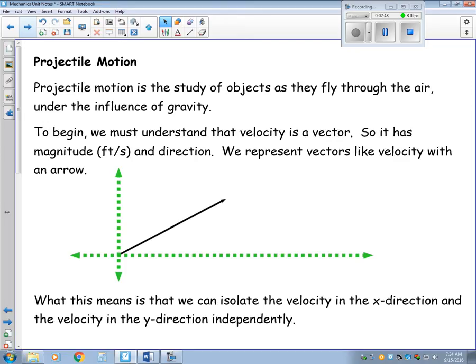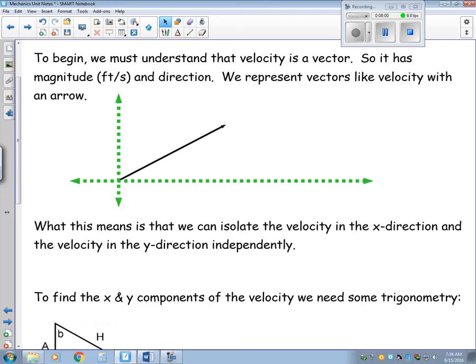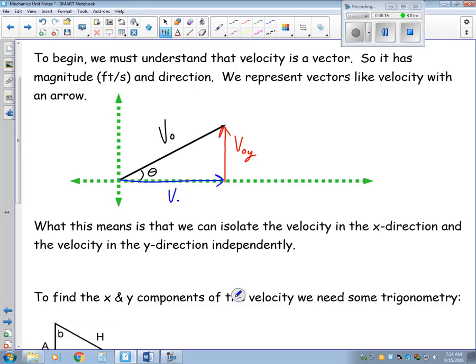So to begin with, we need to understand that velocity is a vector. So it has a magnitude, like feet per second, but it also has a direction. And we represent it with an arrow. So all vectors are represented by arrows. So let's say we have something that's thrown. It's given some sort of initial velocity, and it's at some sort of angle. I can break this vector into two parts. One part is strictly the y part. The other part is strictly the x part.